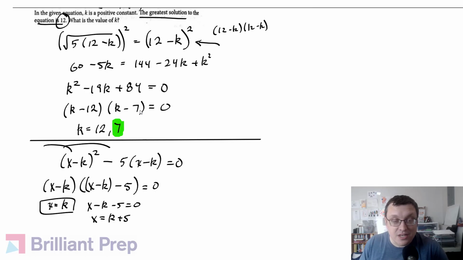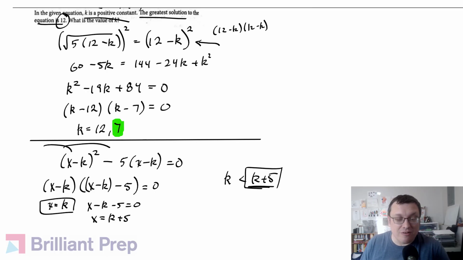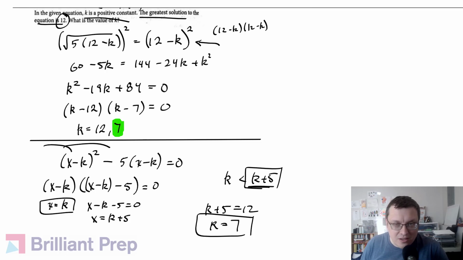Now, a couple items. We know that k is a positive constant, so we know that k is going to have to be less than k plus 5, right? That this solution of k is smaller than k plus 5. But we know that the greatest solution, which is going to be k plus 5, must equal 12. So this is the greater of the solutions, so I can set my k plus 5 equal to 12. And here we go. Here's the proof that k is equal to 7. So either way, you'll get 7.